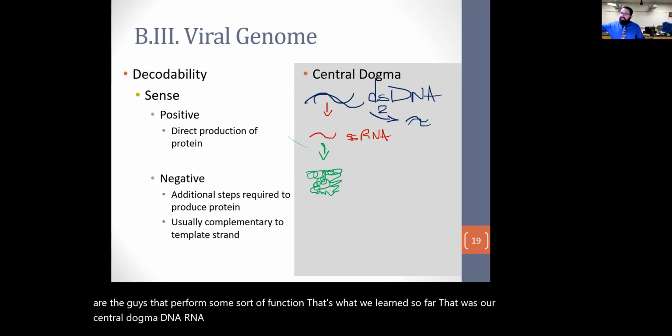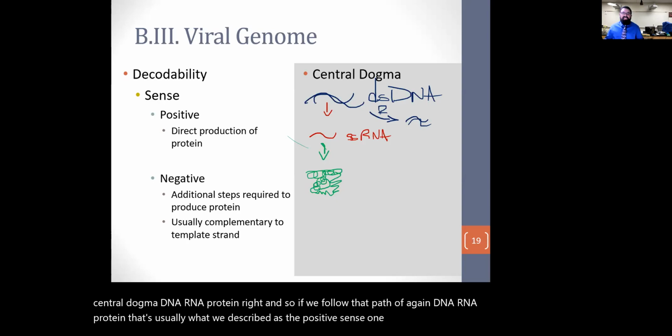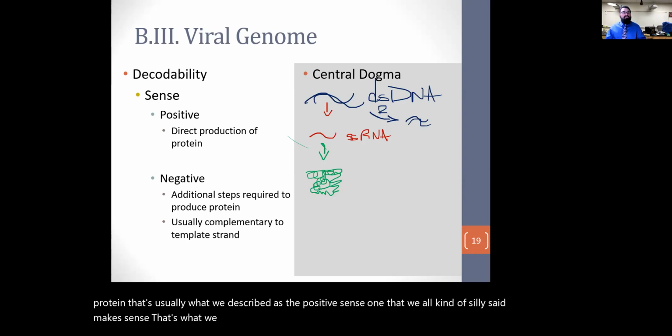And so if we follow that path of, again, DNA, RNA, protein, that's usually what we describe as the positive sense. The one that we all kind of silly said makes sense. That's what we know. That's how we understand most of the life out there. Now, what's interesting about it is the converse, the opposite, the negative sense.